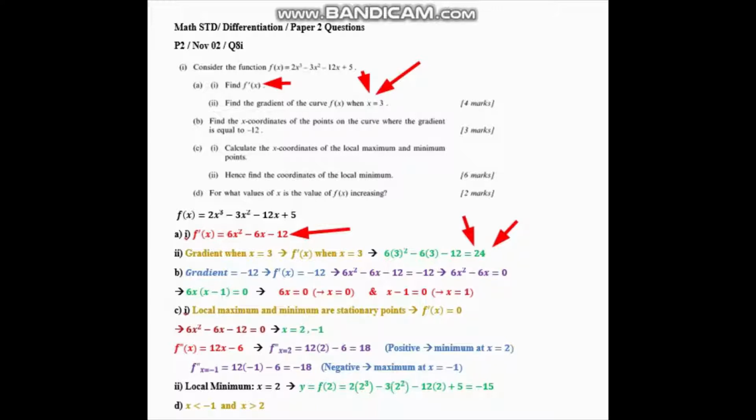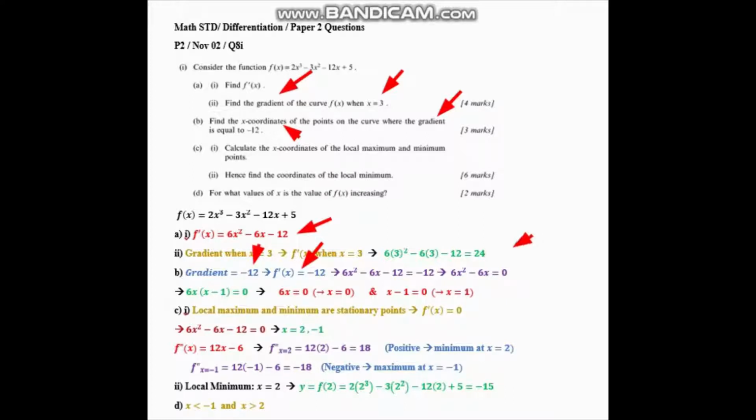So in question B, you are required to find the x coordinates of the points on the curve where the gradient is equal to negative 12. So here, this is different. In A(ii) I was given x and required to find the gradient. In B, I am given the gradient and required to find the x. So I shall just solve the equation the other way around. The gradient itself is negative 12. Hence f dash equals negative 12. So I shall equate the red expression to negative 12.